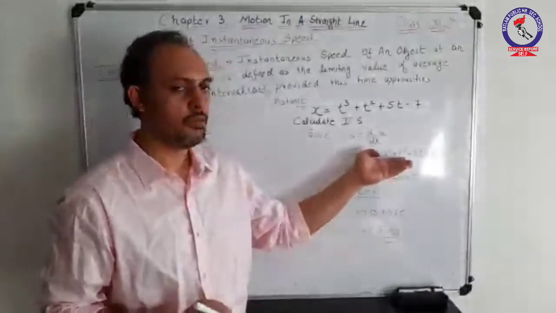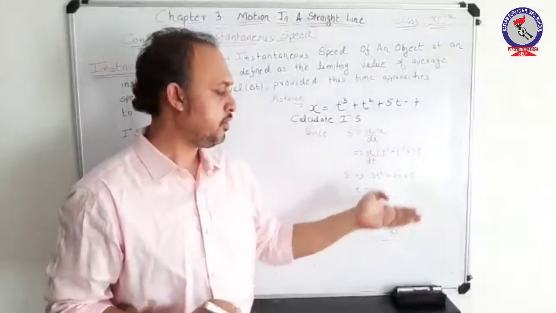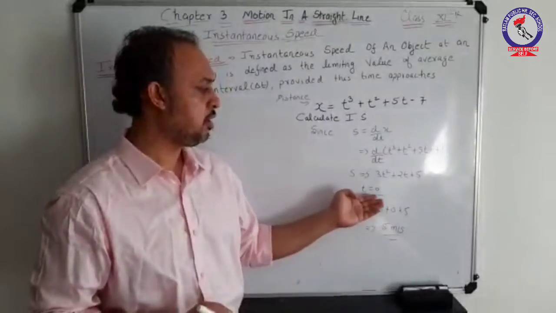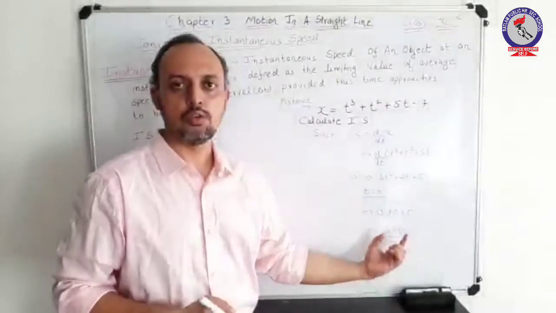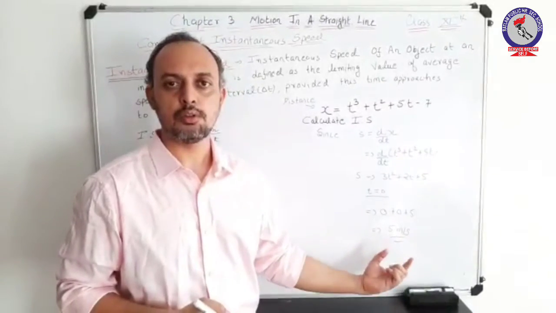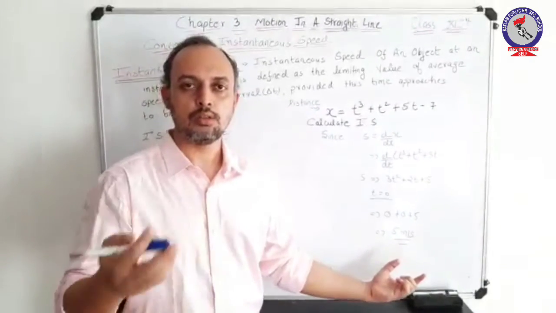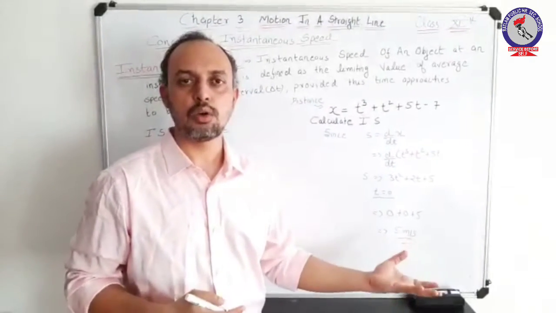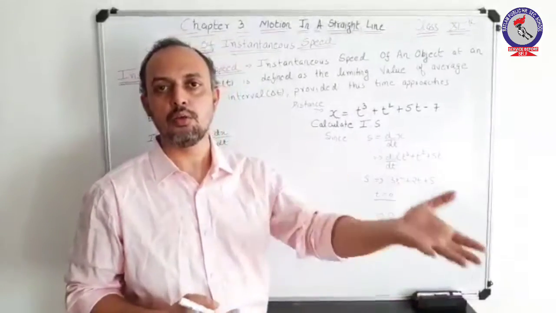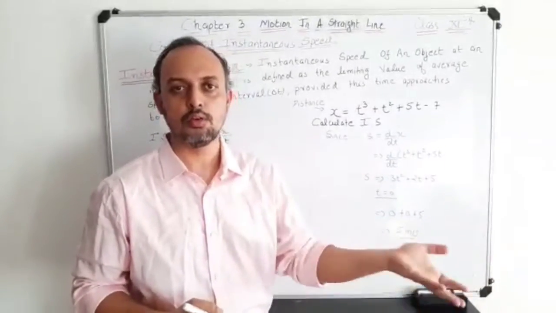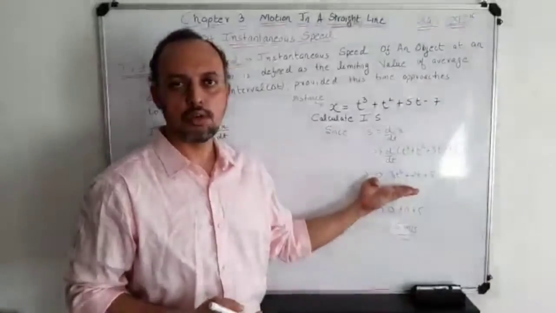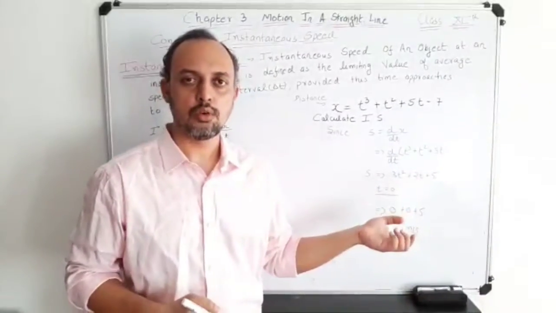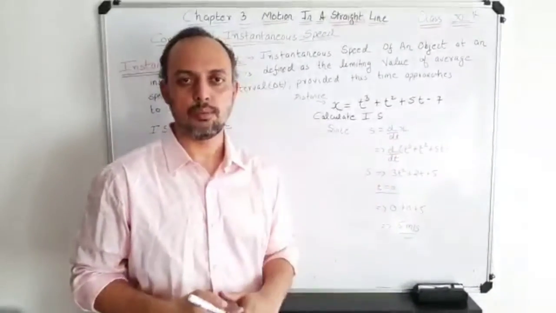So first we have differentiated this equation. After differentiating, we have substituted t equals 0, giving a value of 5 meters per second. So this 5 meters per second represents instantaneous speed. Let us suppose you have been asked to calculate the speed at a particular time, 5 seconds, 3 seconds or 2 seconds. Under that condition, in this differentiated equation, you need to substitute the value of that particular time.